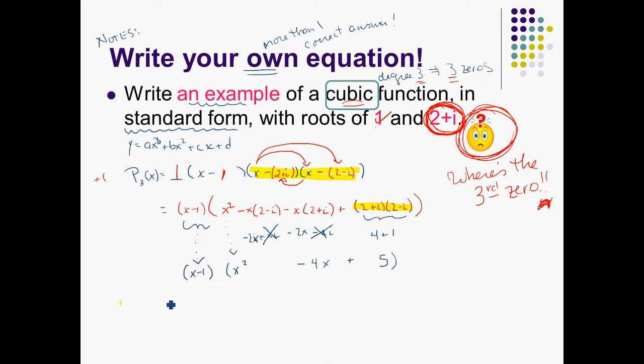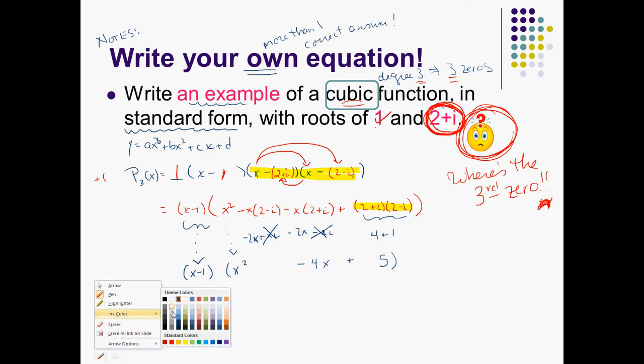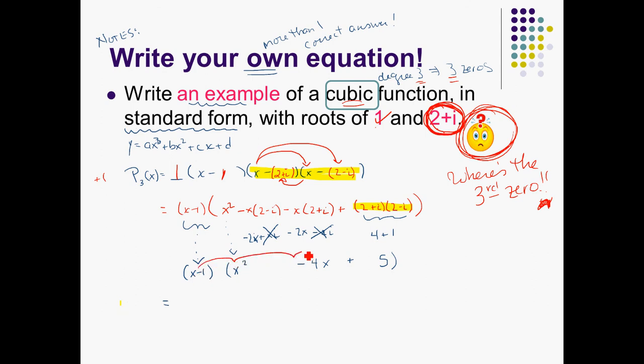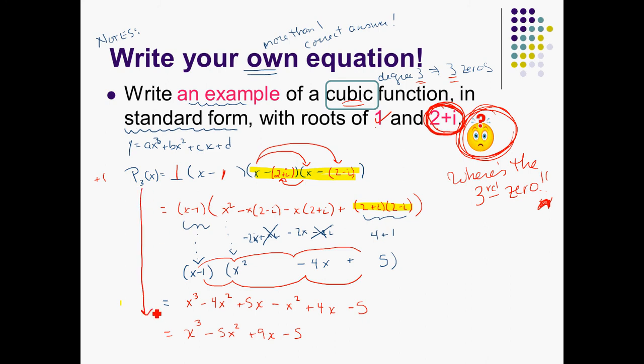And then I still have my third factor, so I now need to distribute 1, 2, 3 times. X cubed minus 4x squared plus 5x, and then 1, 2, 3 times. Combine like terms. There's my third degree polynomial. No i's, you don't see any i's in there, which you should, right?